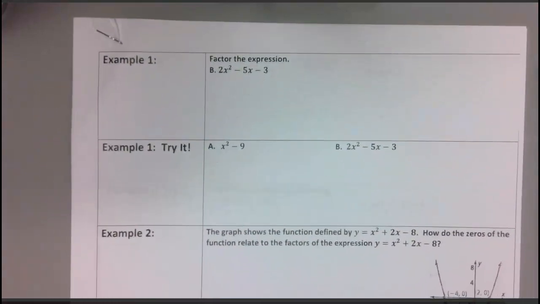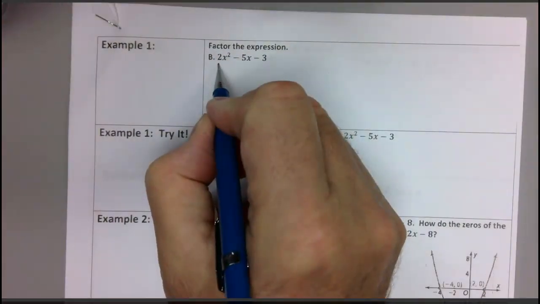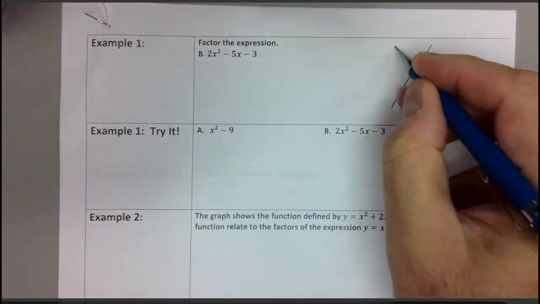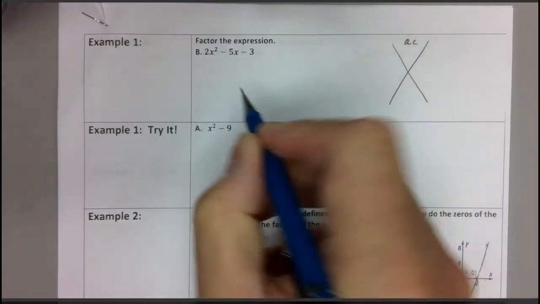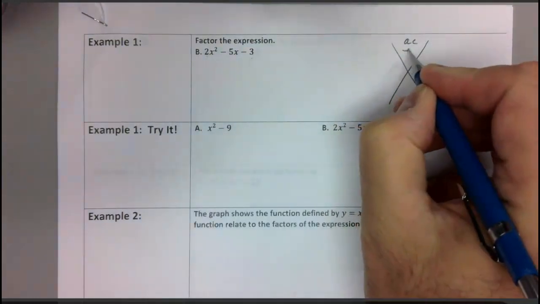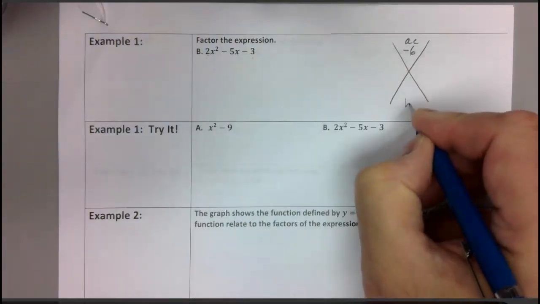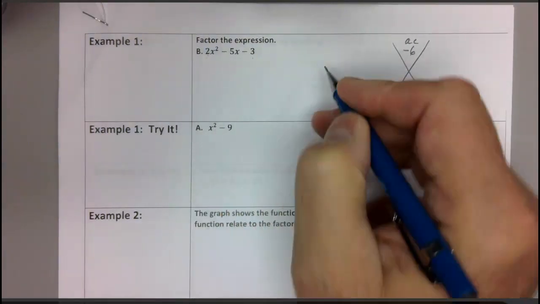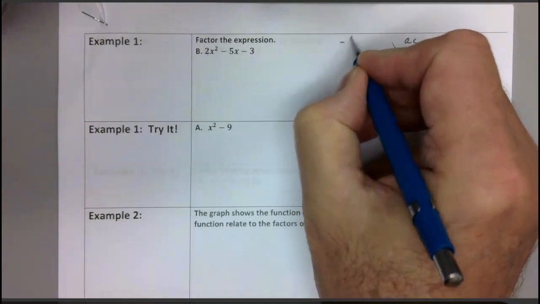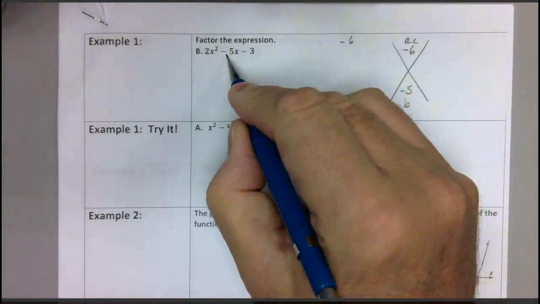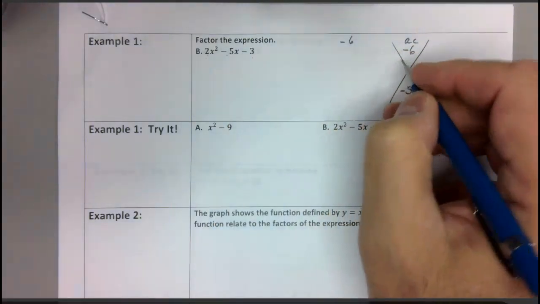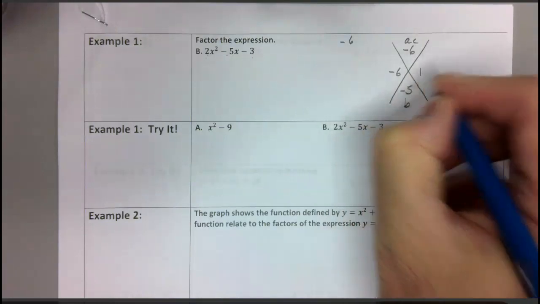Okay, the next one, factor. Notice this one here, A is greater than 1, so we have to split the middle. So I take 2 times negative 3, which is negative 6, and B, of course, is negative 5. I need to know the factors of negative 6 that subtract to give me 5. Well, it would be negative 6 and 1.